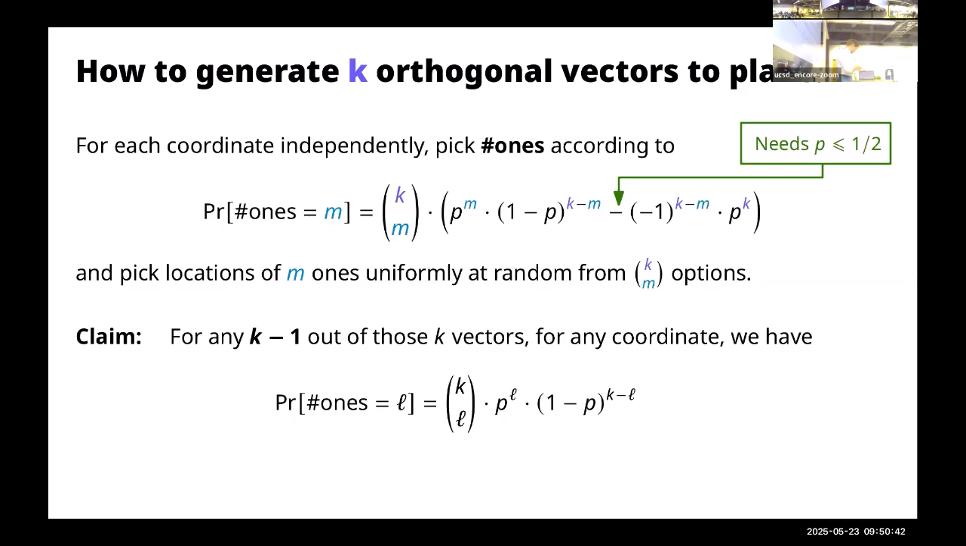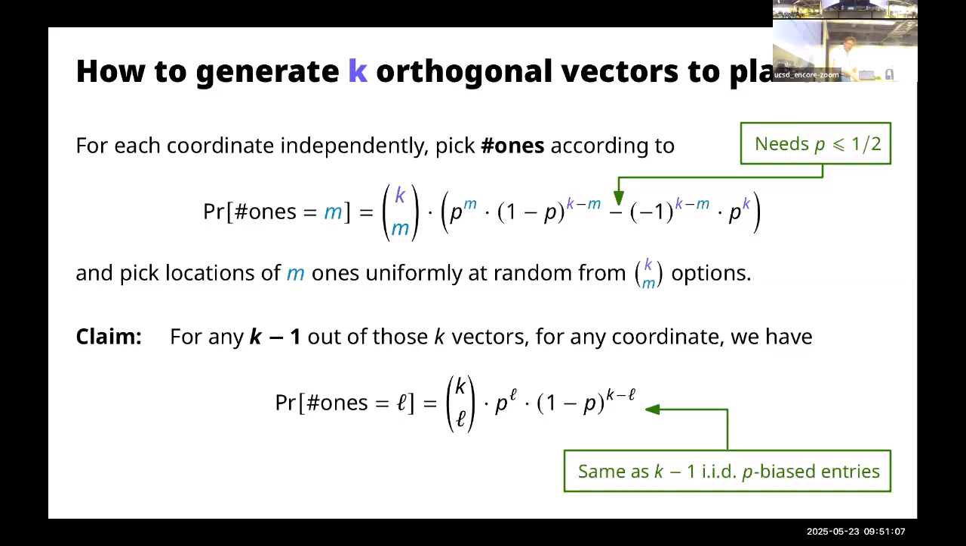Okay, and for this distribution, you can prove that if you look at any k-1 out of those k vectors, then for any coordinate, the number of ones on this subset of k-1 is this. Sorry, there should be k-1 here. So exactly like the binomial distribution. So the thing that we want to have. And the proof of this fact is just some calculation, so I won't bother you with this proof.